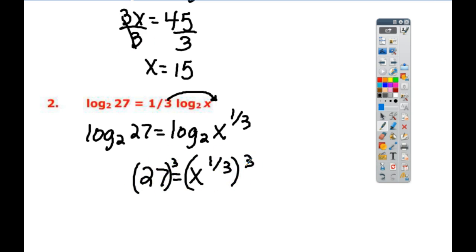So if I do that, somebody do 27 to the 3rd for me. It's a big number. What is it?